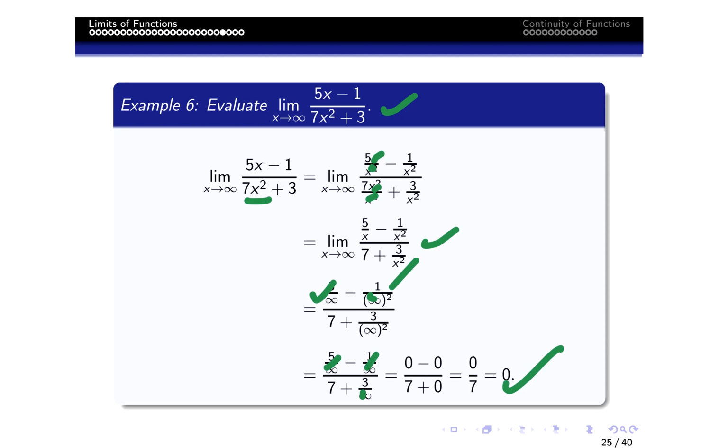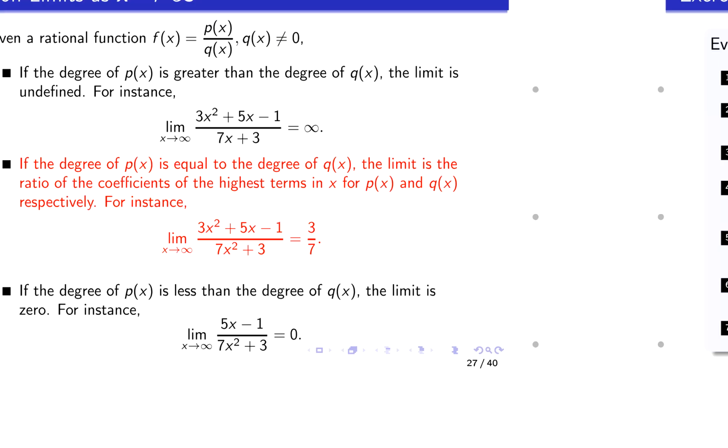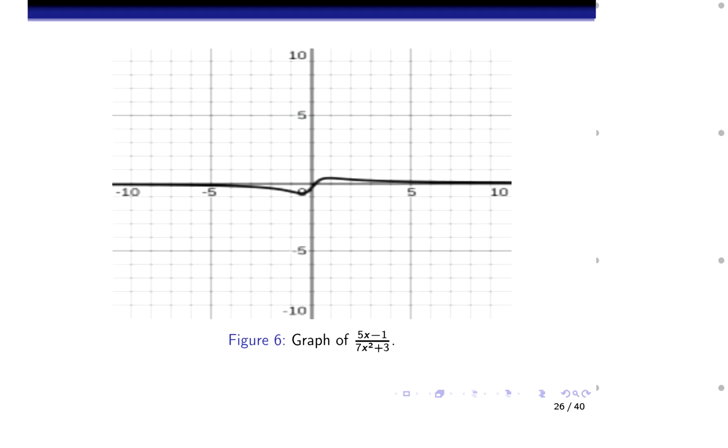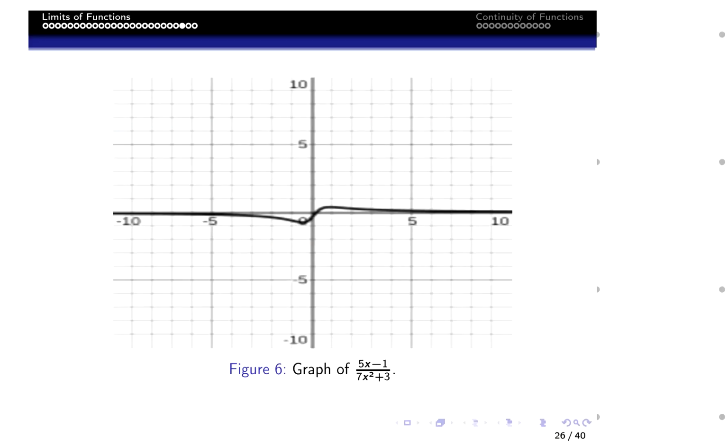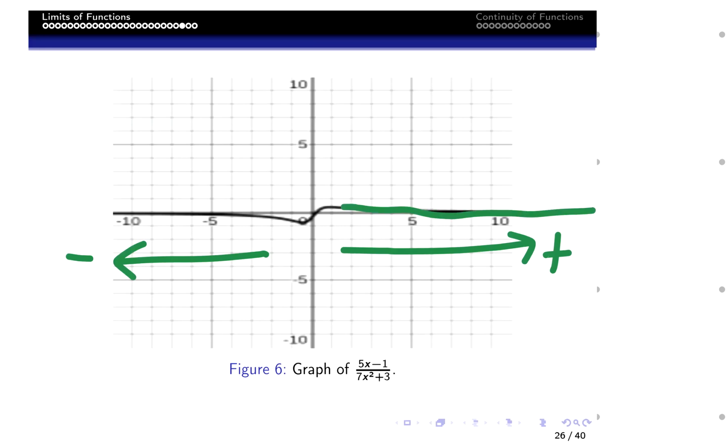So let's see the graph of that in slide 26, I guess. Yeah, slide 26. Now you can see that as x approaches infinity on the positive side and x approaches negative infinity on the negative side, the graph is coming back to 0 down here. And you see that this one is rising and it's stabilizing at 0. So that's why the limit of this one is actually 0.